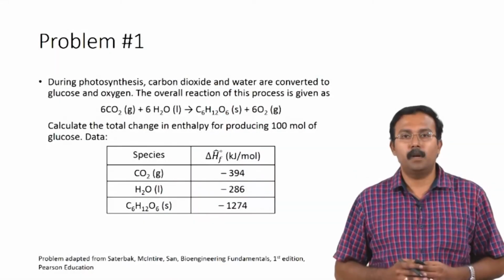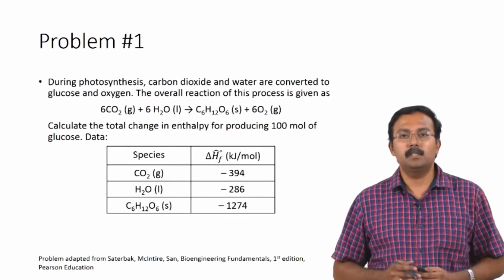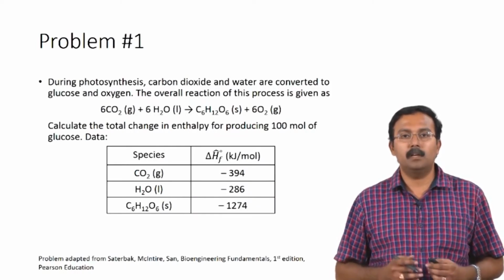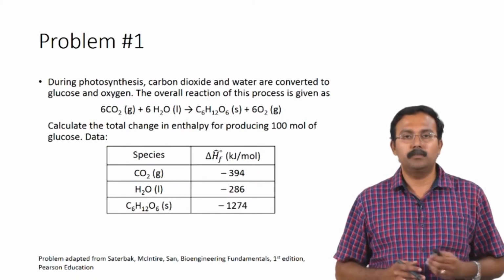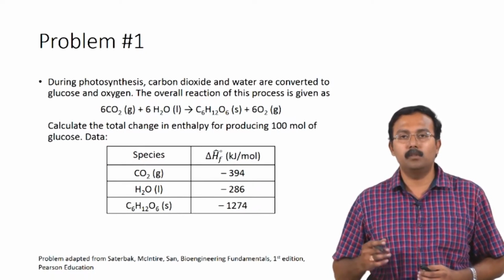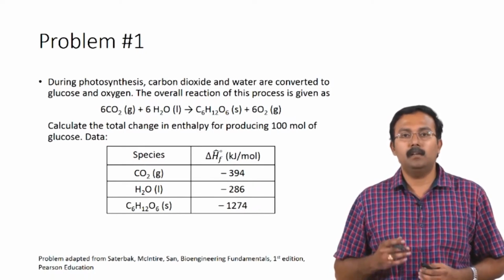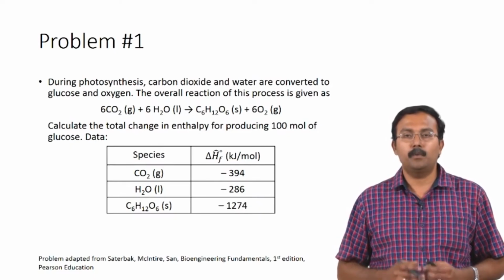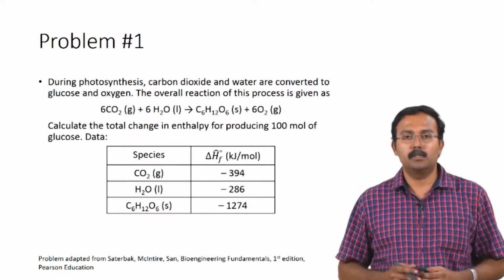So, here is the first problem. During photosynthesis, carbon dioxide and water are converted to glucose and oxygen. The overall reaction of this process is given as 6 moles of carbon dioxide reacts with 6 moles of water to form 1 mole of glucose and 6 moles of oxygen. You are asked to calculate the total change in enthalpy for producing 100 moles of glucose.